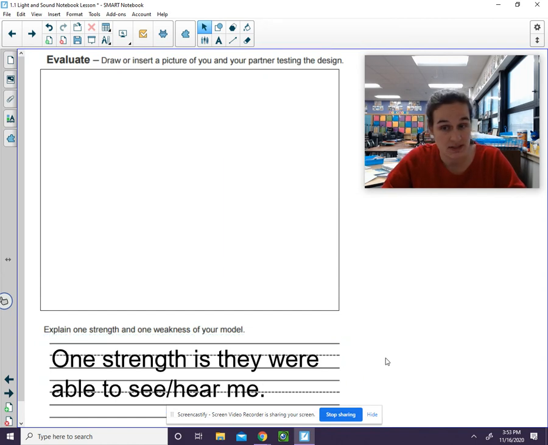Now, maybe your device wasn't successful. Well, let's think of something else. Maybe what's a different strength of your device? Maybe if it was in close range, you might be able to hear or see it.